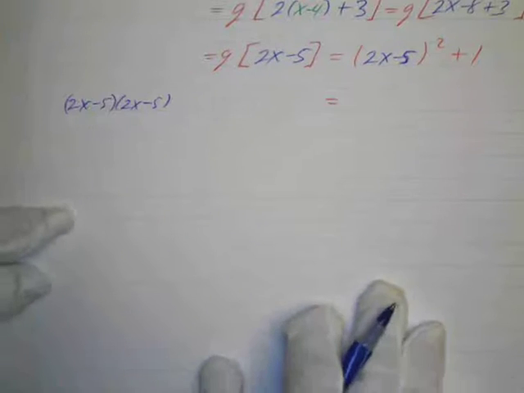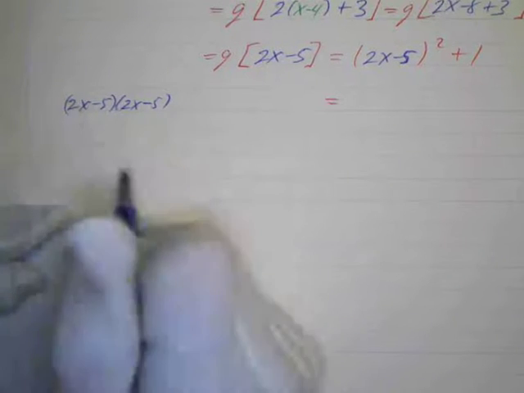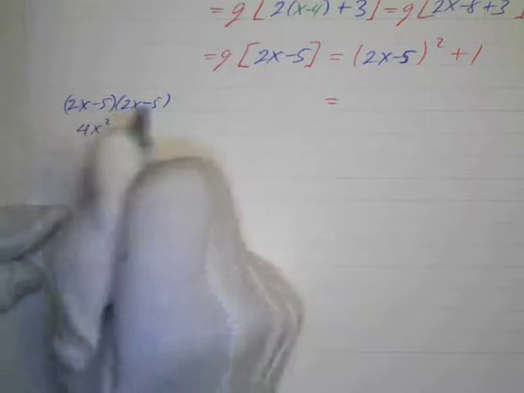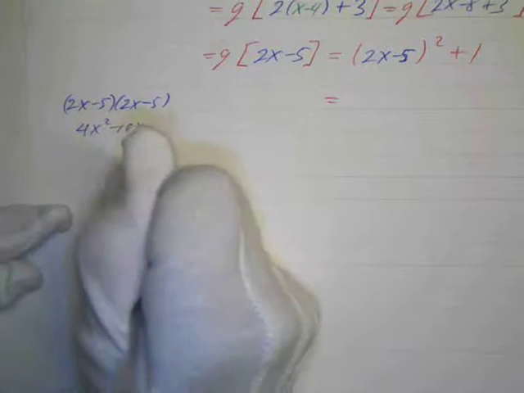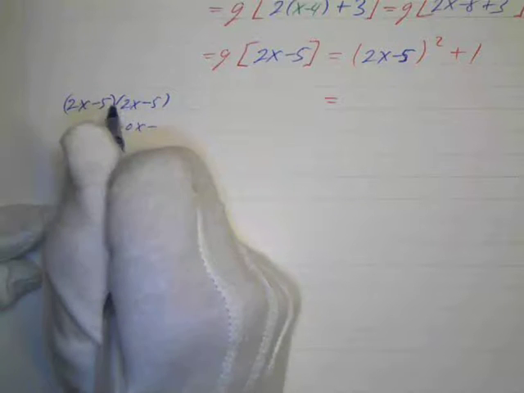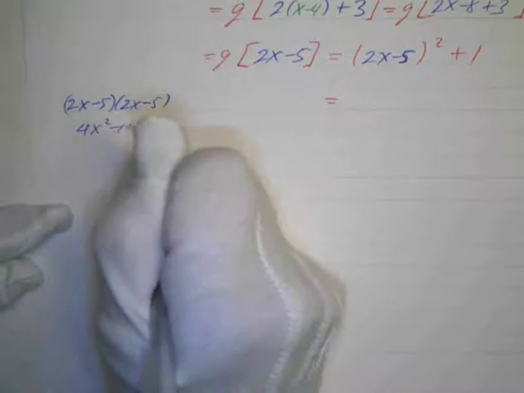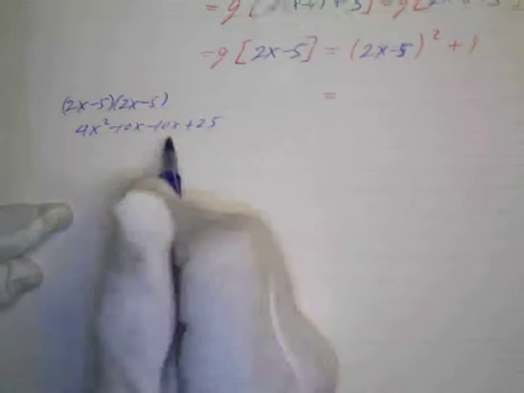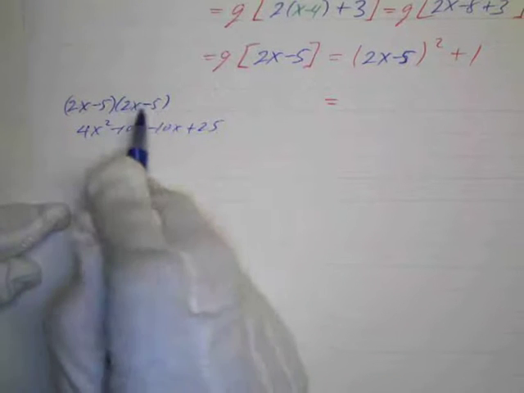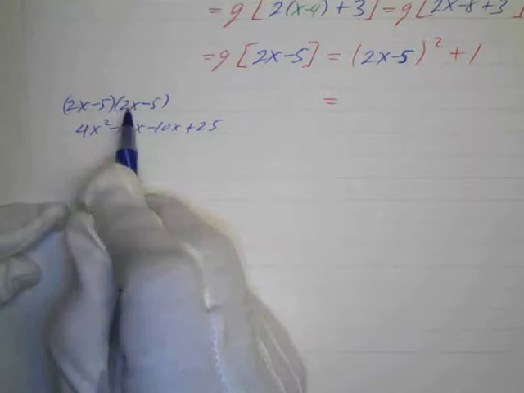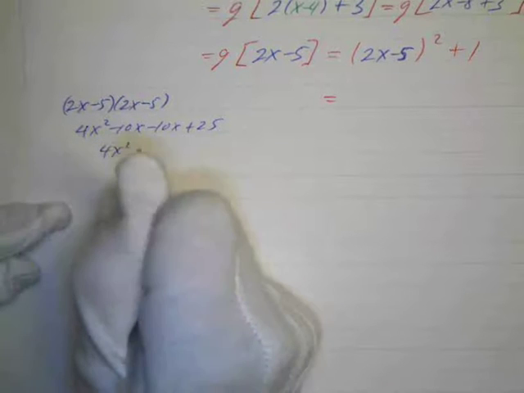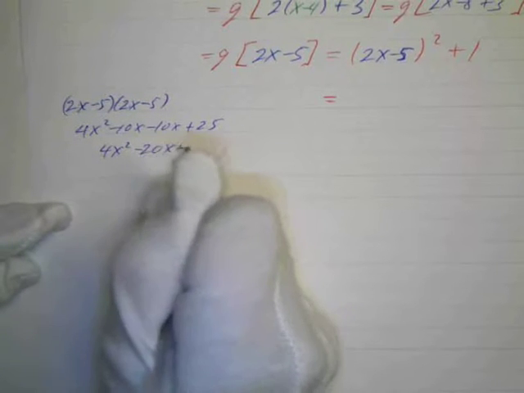And if we use our FOIL process, 2x times 2x is 4x squared. Then negative 5 times 2x is negative 10x, and another negative 5 times 2x is negative 10x. Negative times negative is positive 25. And we just have twice the product: 2 times 5 is 10, twice 10 is 20. That simplifies to 4x squared minus 20x plus 25.